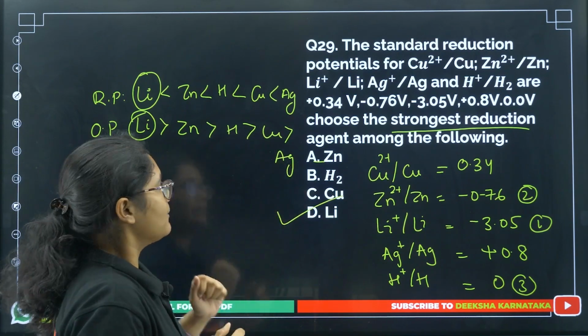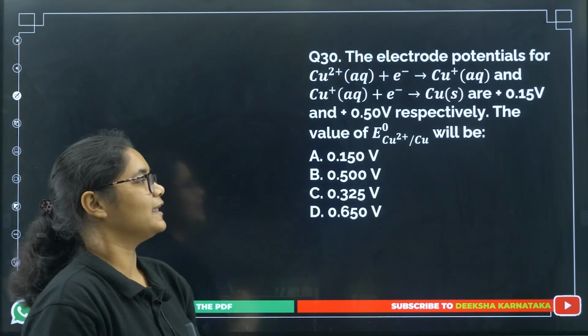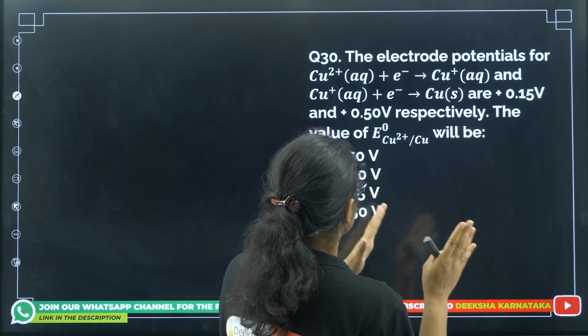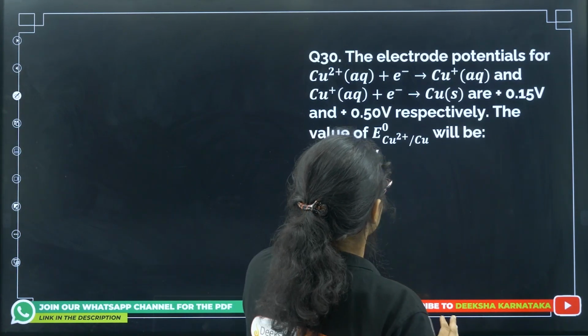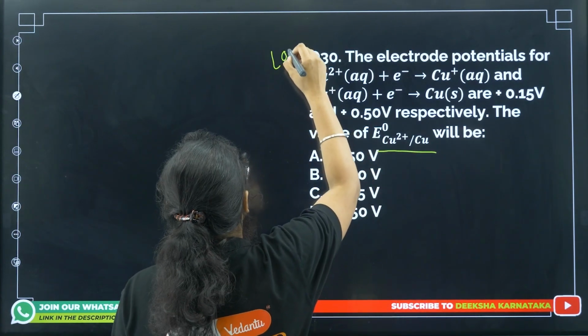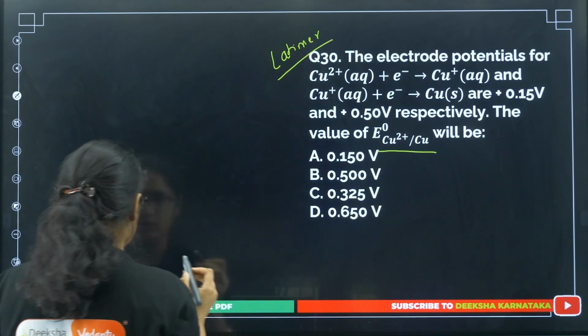Coming to the last question of this KPL first test, the electrode potential for Cu2 plus, 2e is given, Cu plus, electron, Cu are these values. What is the E naught of Cu2 plus? So this question has come from your Latimer diagram. Let us try to solve this question.